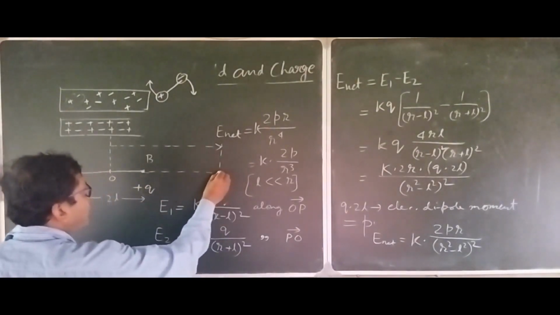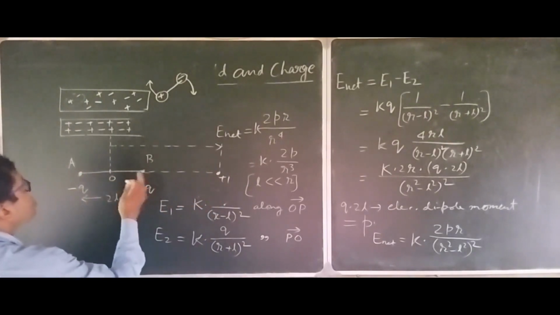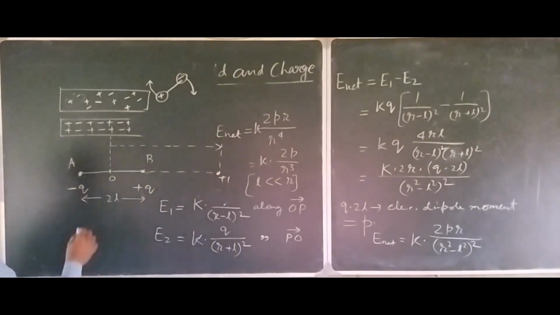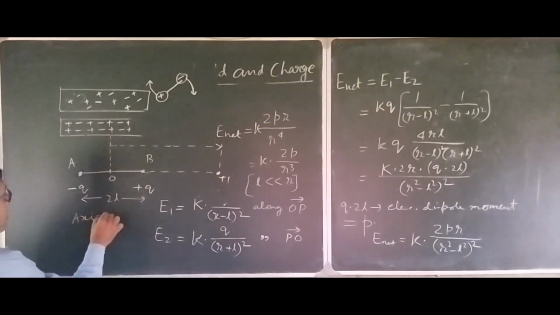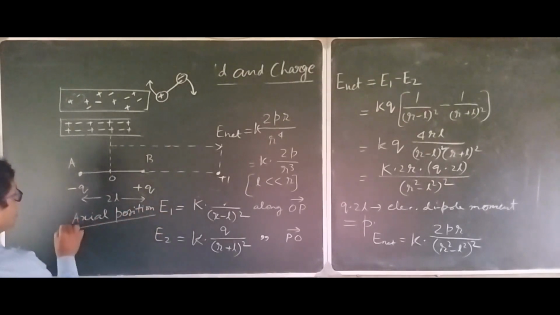Since this point lies on the axis of this dipole, sometimes it is called the electric field intensity at axial position.